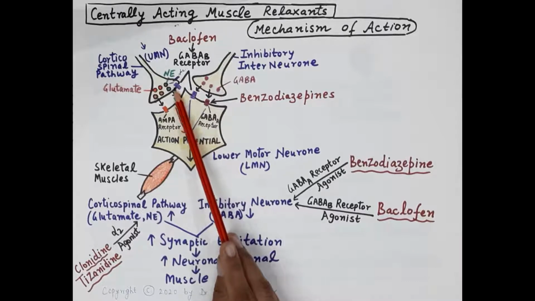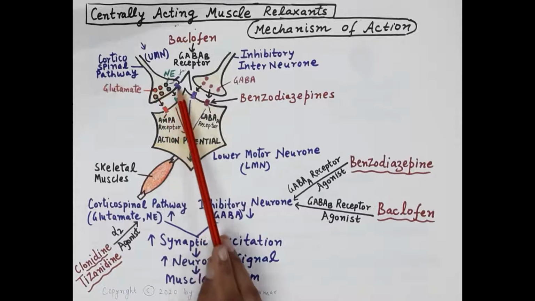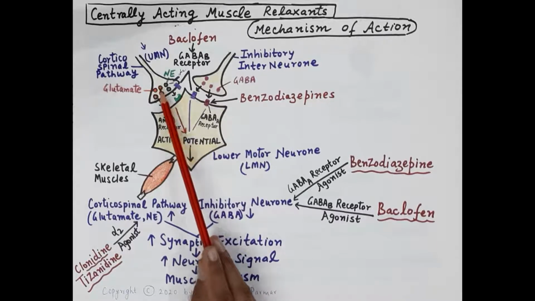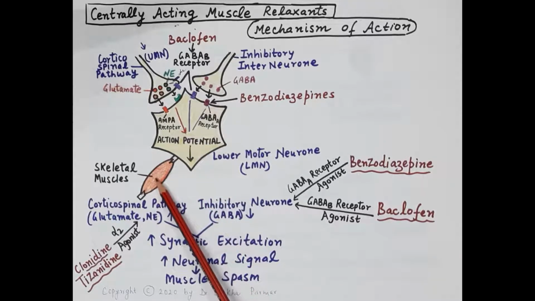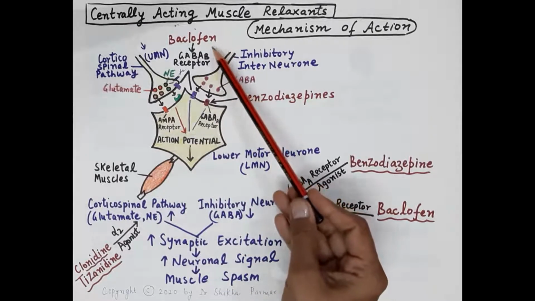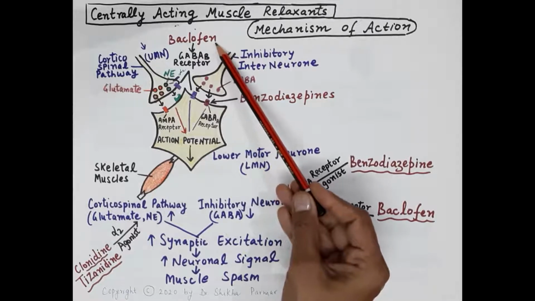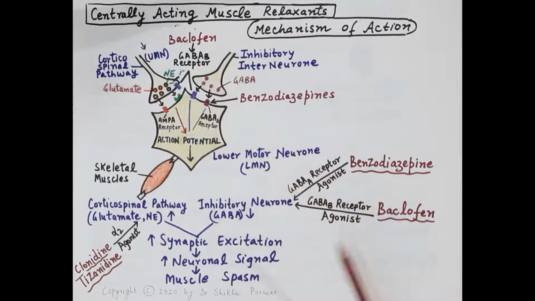By binding to this GABA B receptor, baclofen causes reduced influx of calcium ions in the upper motor neuron, and reduced influx of calcium ions causes reduced release of glutamate and reduced release of norepinephrine, which causes reduced stimulation of lower motor neuron, and which causes the relaxation of skeletal muscles. Apart from these two mechanisms, baclofen also causes reduction in the release of substance P in the spinal cord, which is associated with pain relief.